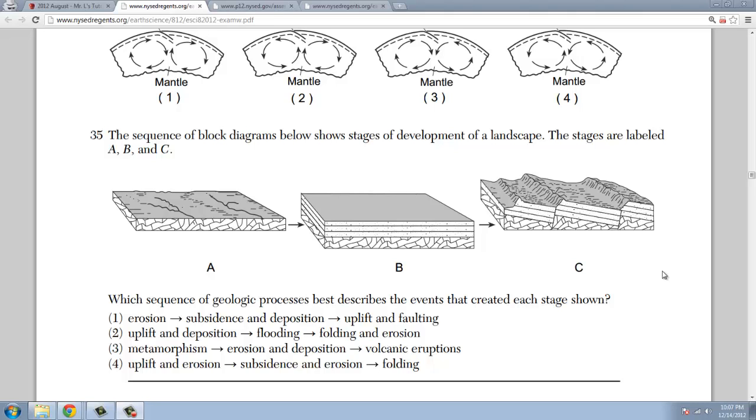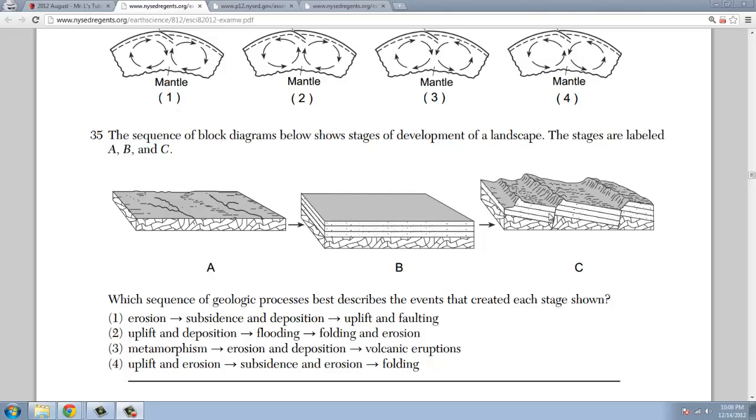The third one looks like it's kind of like broken and tilted. The layers have been like changed a little bit. Something happened there. So answer number 1 says uplift and faulting. Okay, yeah, look, these are like moved up a little bit, right? And there's cracks. I'm pretty sure we call those faults, right? That's a fault. The next one is folding and erosion. Okay, well, it's not folded though. It looks like it's just kind of like cracked, and I'm pretty sure that means faulting.